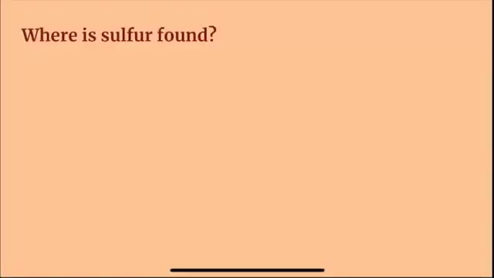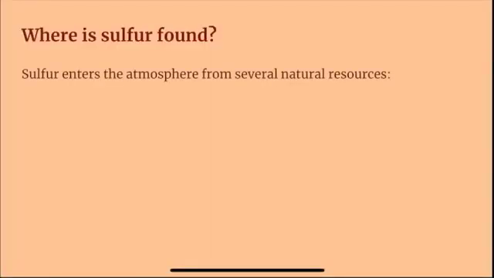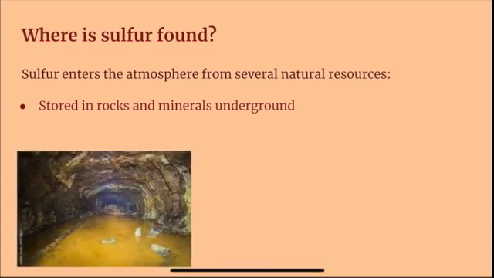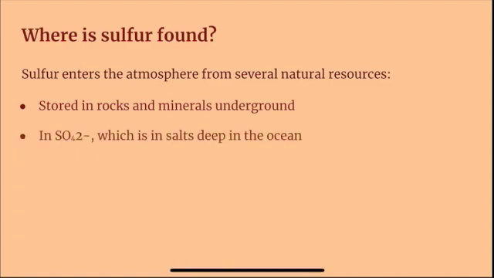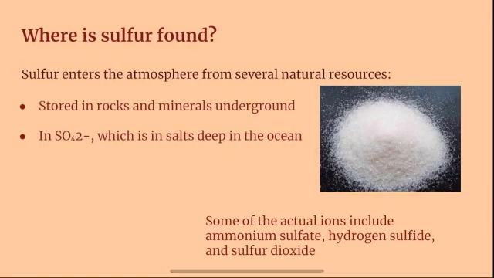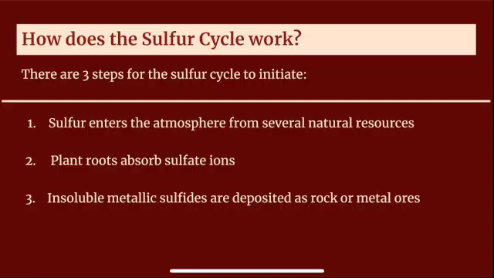Where is sulfur found? Sulfur enters the atmosphere from several natural resources. Sulfur is stored in rocks and minerals underground. Sulfur is also found in SO4 2-, which is in salts deep in the ocean. So there's an example.